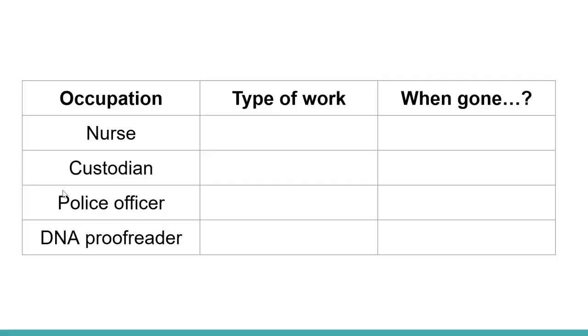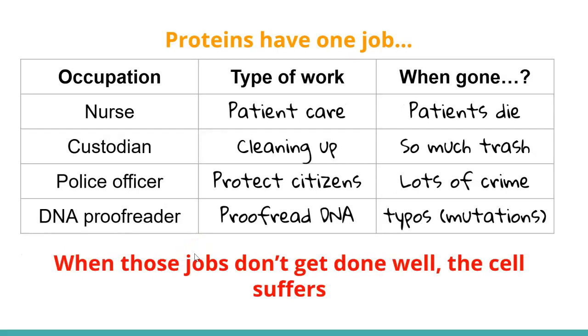Let's look at a few different occupations, jobs that people have. Some people are nurses, custodians, police officers, or a DNA proofreader. DNA proofreader is actually going to be a protein. Remember, they do all the work in the cells. I'm just going to flip to the next slide here. In class we'd probably fill them out, but each protein has one job.